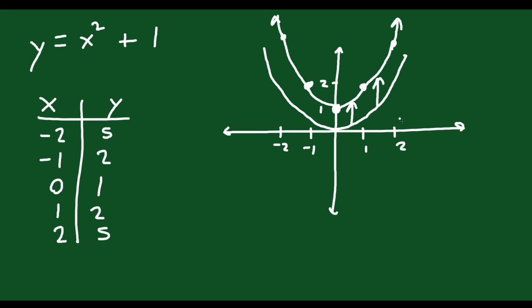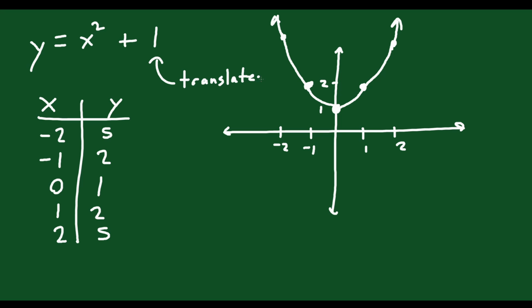Hopefully you can. So when you see a +1 on the end of your quadratic equation, what that means is that the whole shape has, you could say, translated or been translated up 1 unit, or you could call that a shift if you wish.